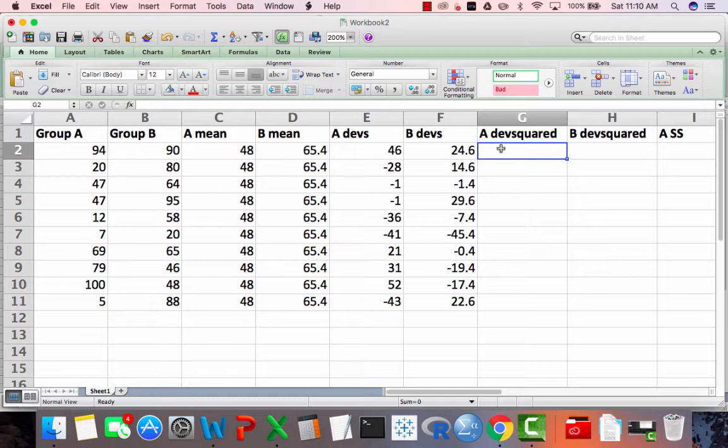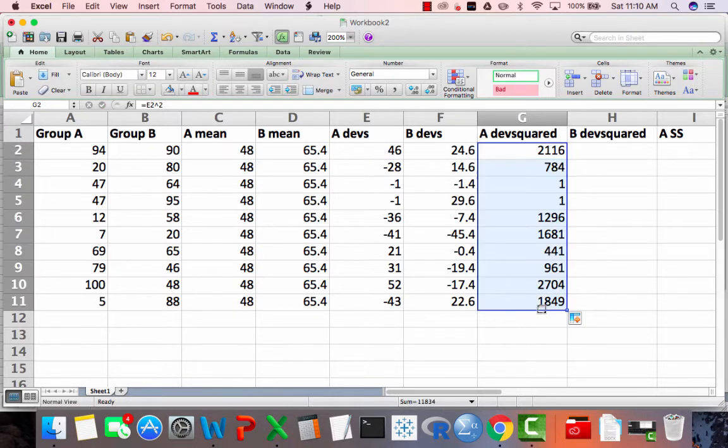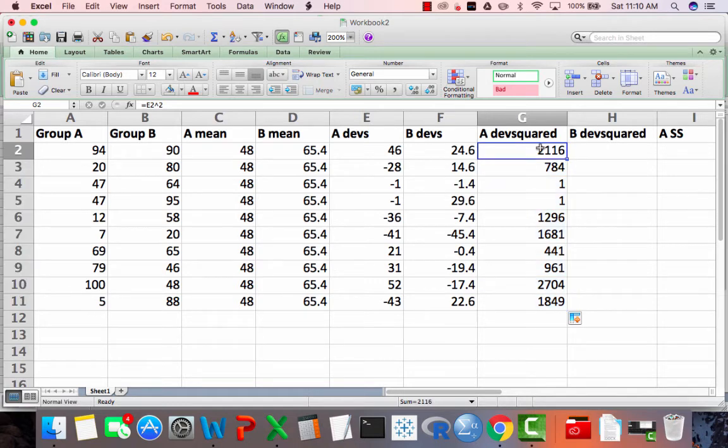So we would simply take 46, and I'm going to do a caret 2, and that's going to square that number for me. Then, a negative number times a negative number is a positive number, so we're ending up with all positive numbers here. That's your deviation squared. And then we need to do that for group B, so I can drag that over, and that should be, yep.